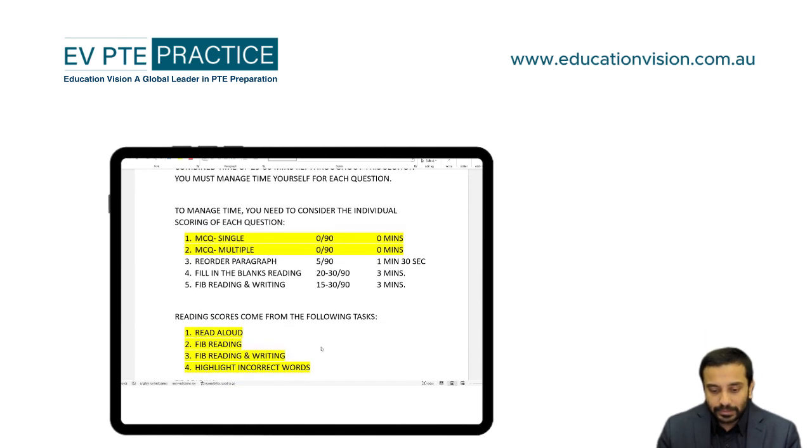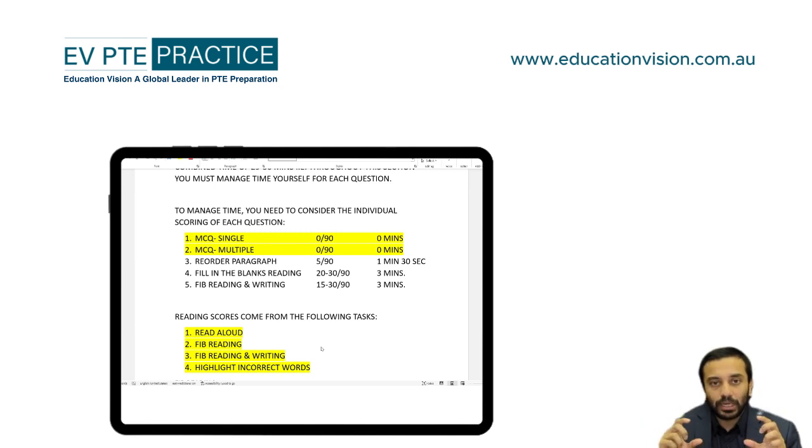So for the reading score, there are 4 areas where you have to focus to get 80 above or 85 above. The first is read aloud from the speaking section. Speaking section read aloud constitutes a very high score for your reading. Second and third are fill in the blanks reading, fill in the blanks reading and writing, and number 4 is highlight incorrect words from the listening section.